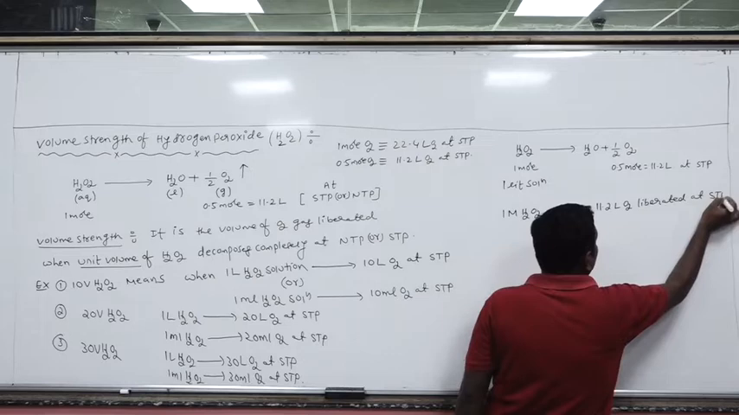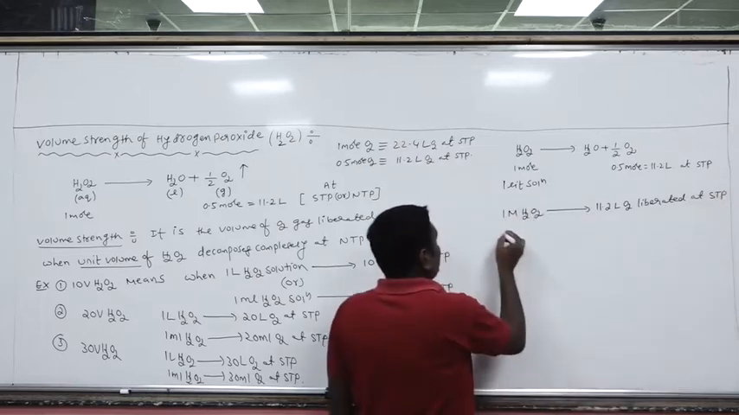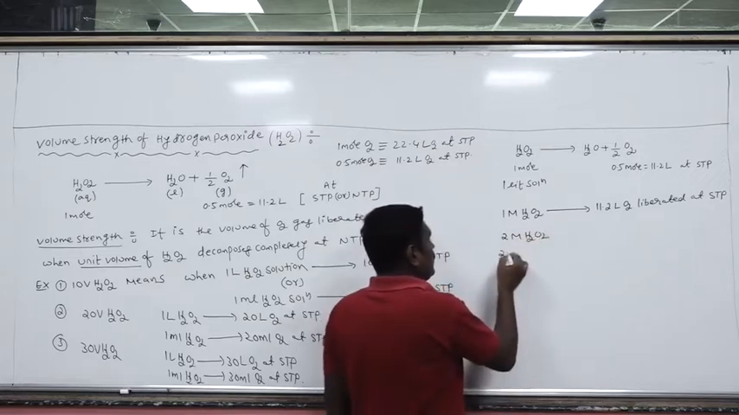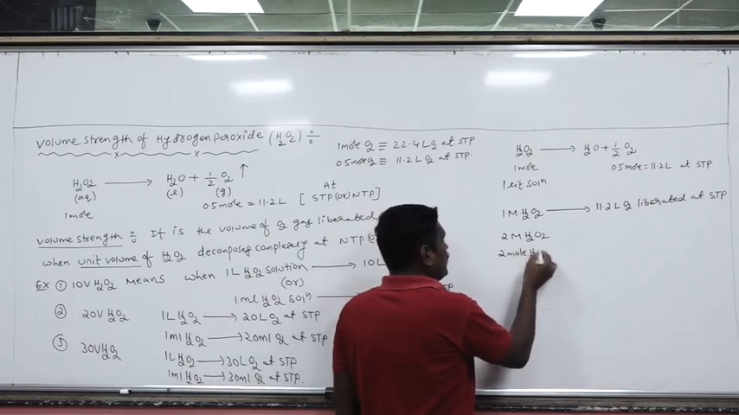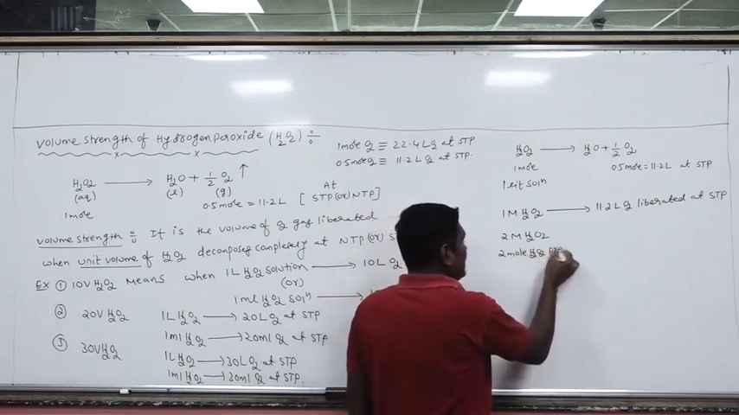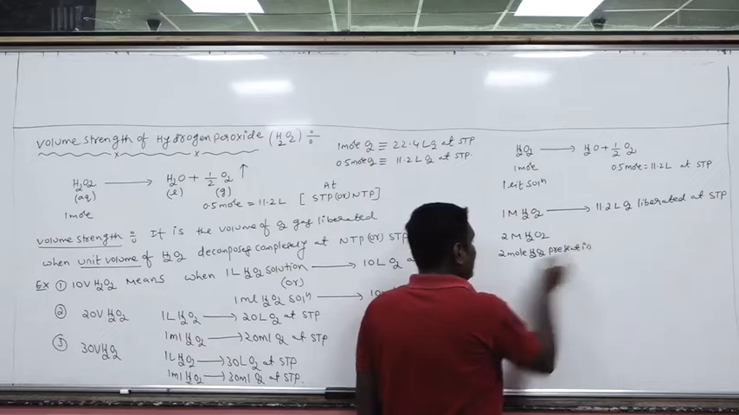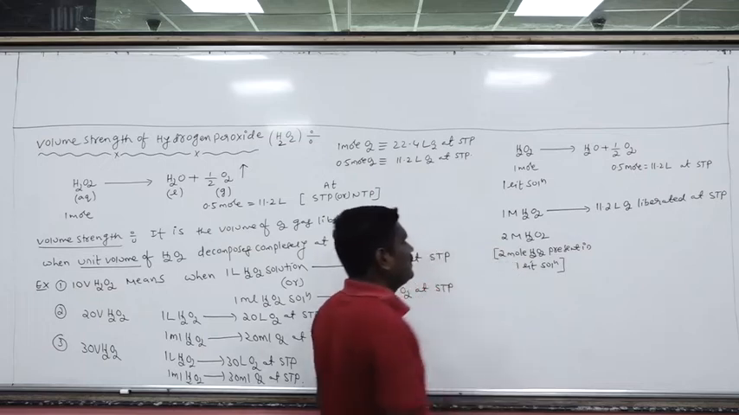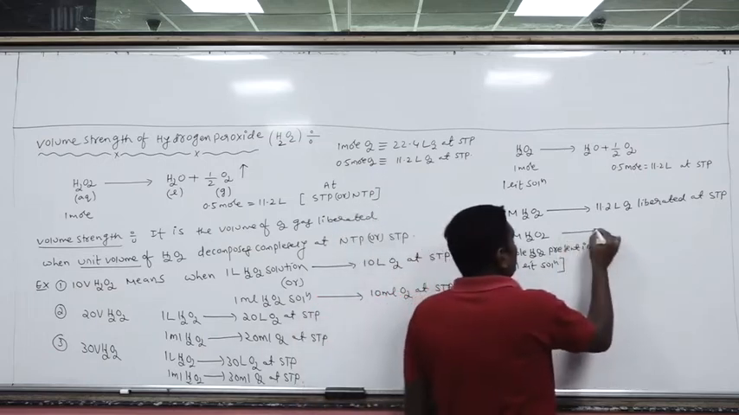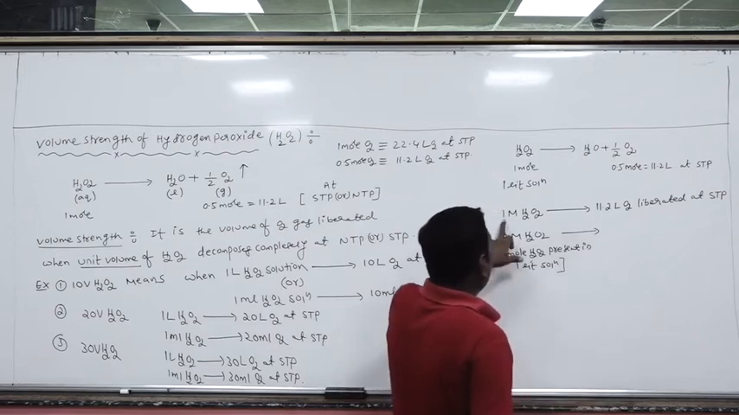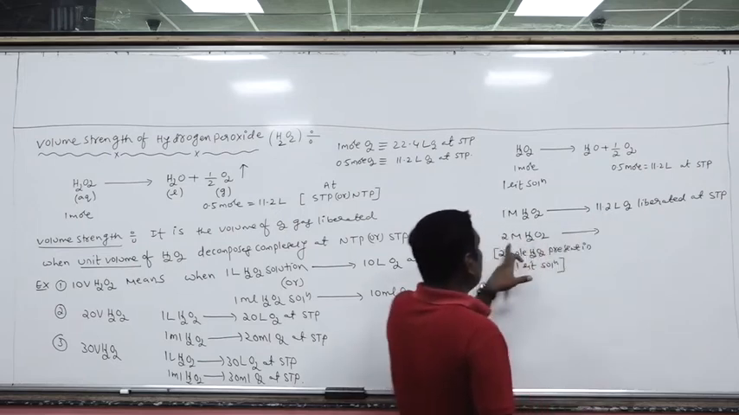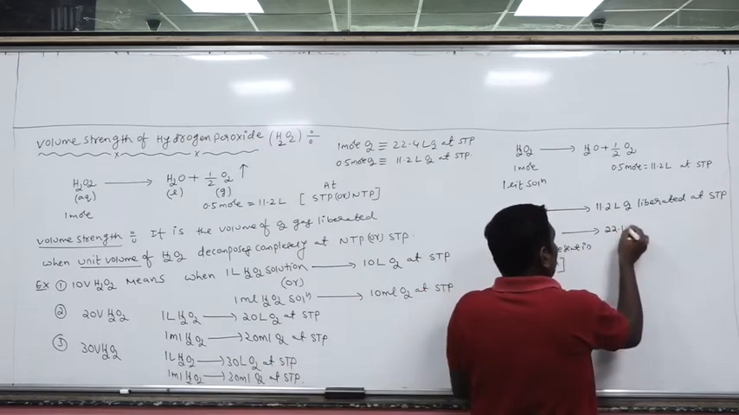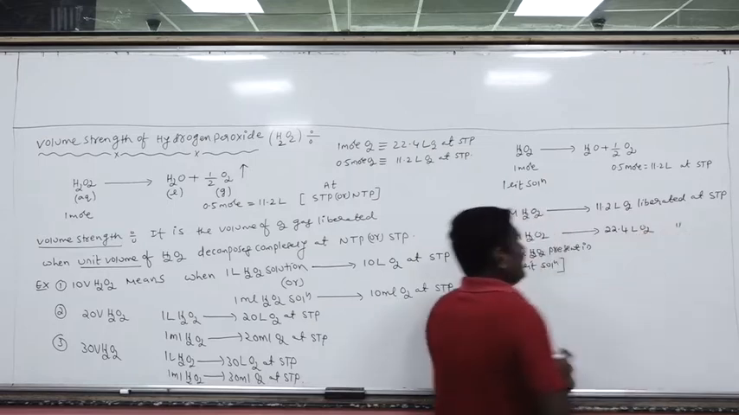at STP condition. Let's suppose I am taking 2 molar solution. What is the meaning of a 2 molar solution? 2 moles of H2O2 again present in 1 liter solution. Remember, the volume of solution is always 1 liter, unit volume. Here, how many liters of O2 gas will be liberated? When 1 mole is taken, 11.2 liters. When the number of moles becomes double, the volume of oxygen also becomes double. That is 22.4 liters of O2 liberated at STP condition.